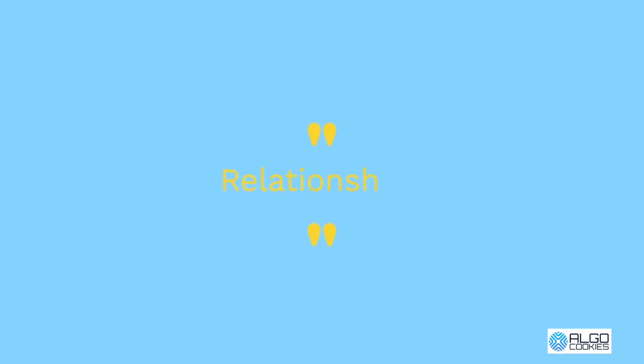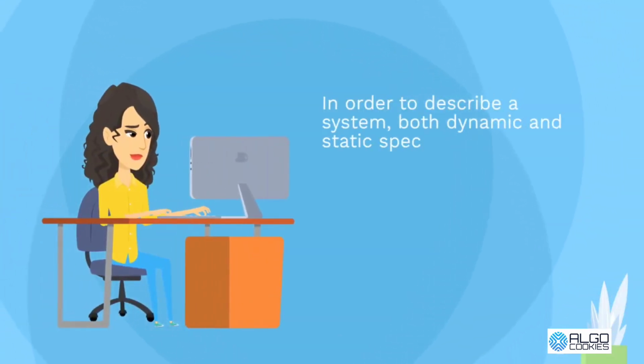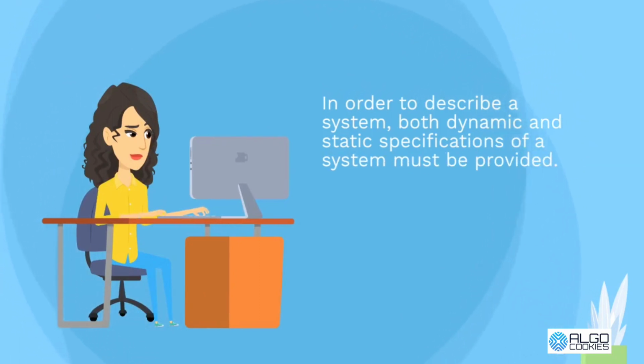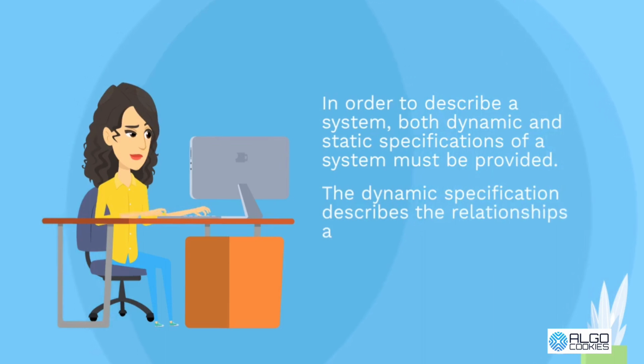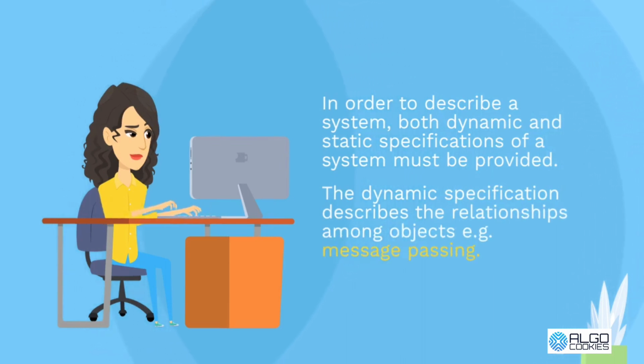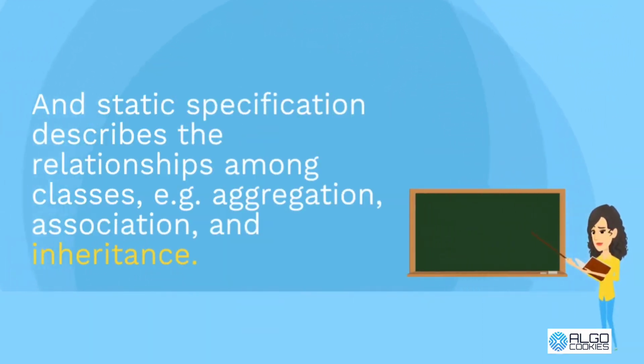Relationships. In order to describe a system, both dynamic and static specifications of a system must be provided. The dynamic specification describes the relationships among objects, for example message passing. And static specification describes the relationships among classes, for example aggregation, association, and inheritance.